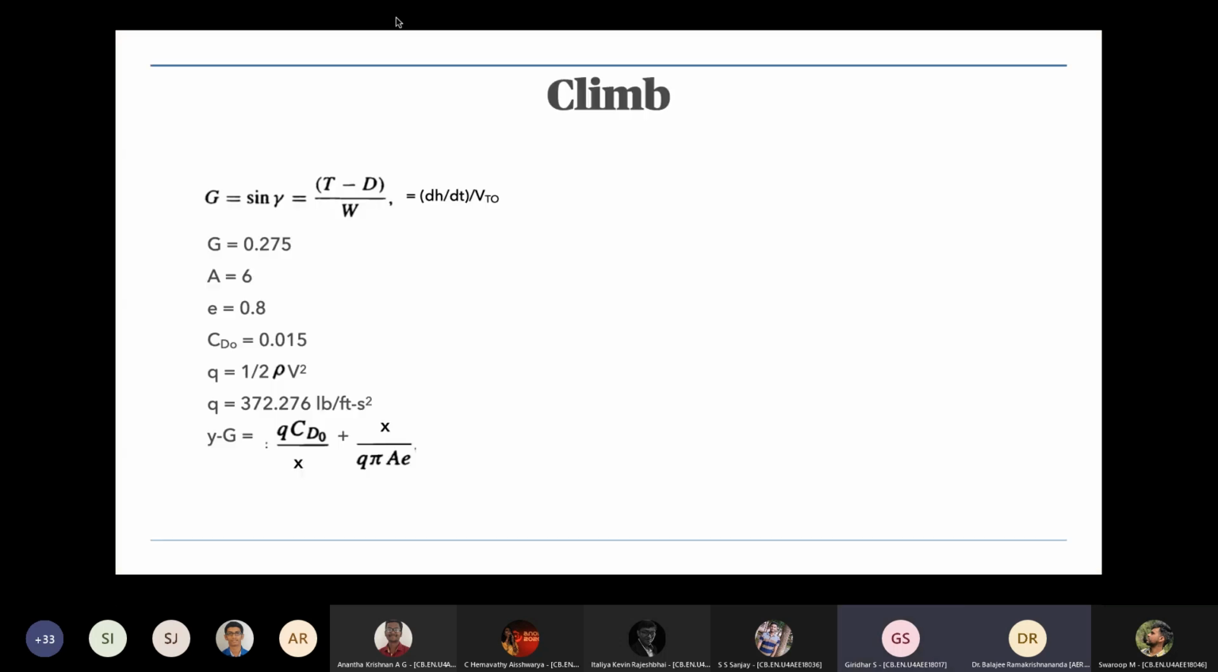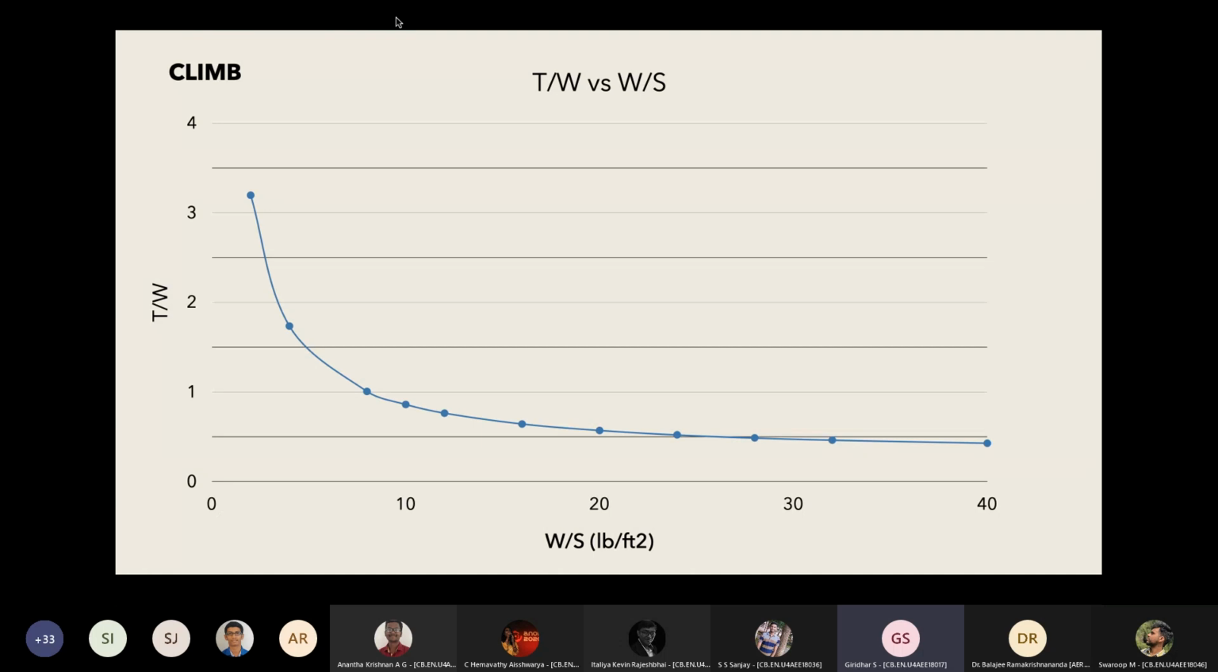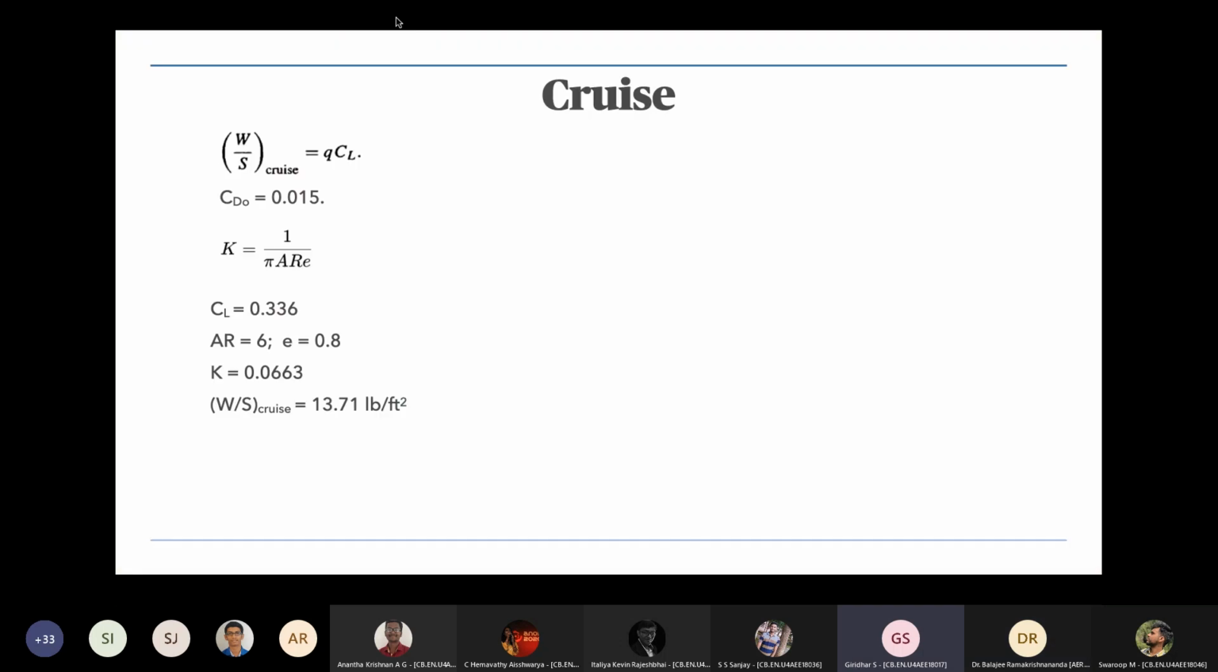And this and next one. And this is the climb. As we took the G value, as H dot was given, which was 500 meter per minute, and then H dot by V takeoff, we'll get the G value. Okay. And this is the given A value and all that is given. And then when we plot the graph, what we get is the next one. Yeah, this is the graph we get. Okay. So then next one, cruise.